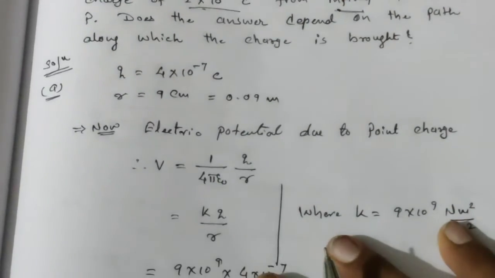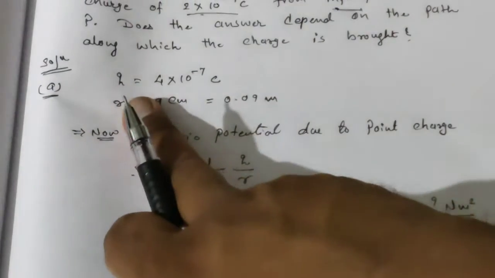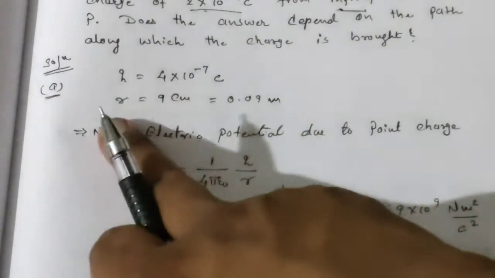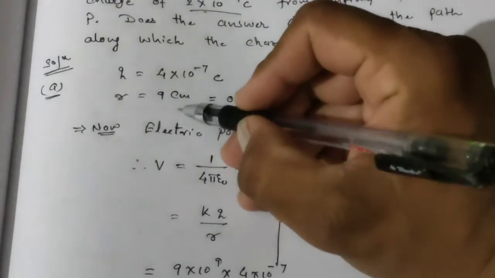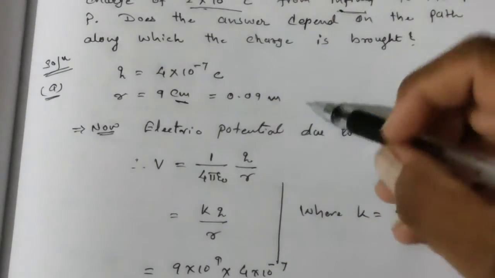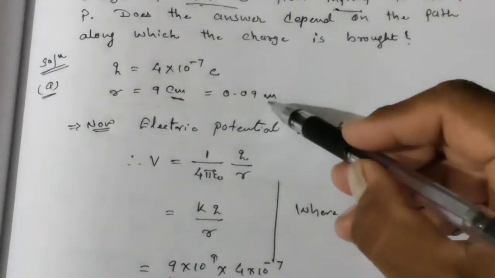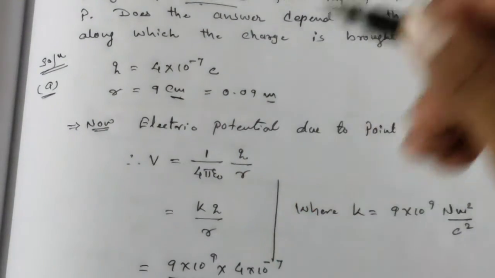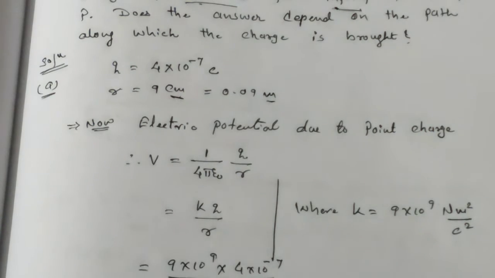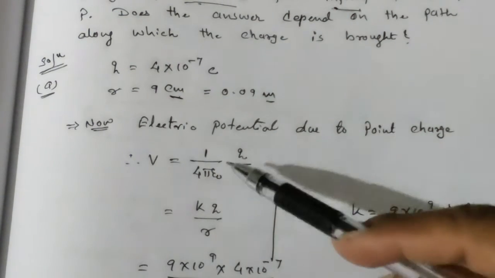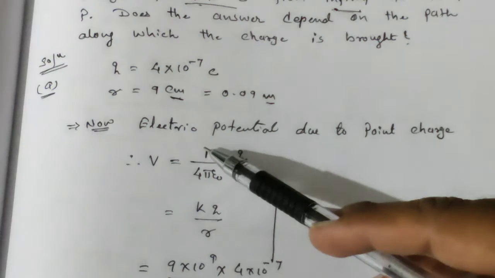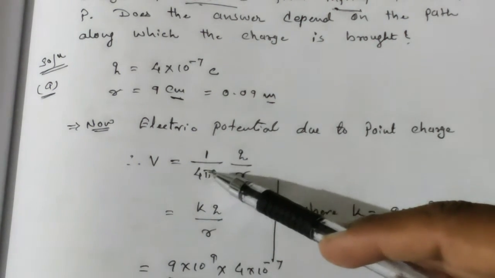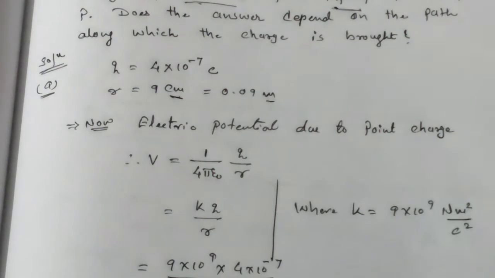In the first question, question number A, we have simple data: Q, the charge, is already given as 4 into 10 raised to minus 7 coulomb, and the distance is given in centimeter. So first of all you have to convert it into the MKS system. As we know, centimeter to meter means 0.09, or 9 into 10 raised to minus 2 meter. Now we know the electric potential due to a point charge is V equal to 1 upon 4 pi epsilon naught, Q upon R.